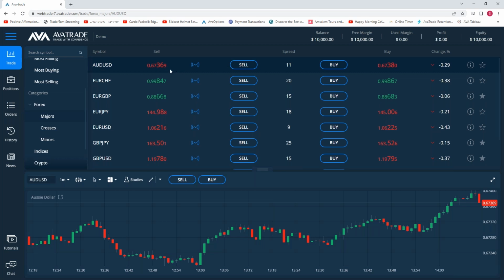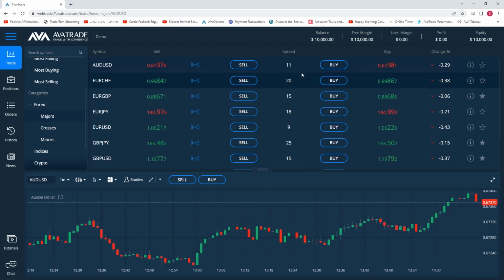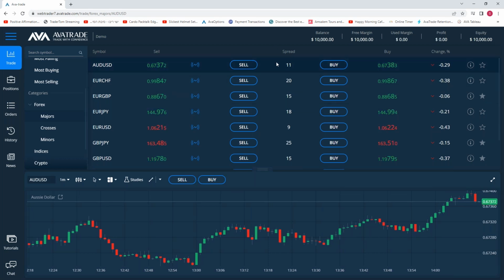So if you see that the bid price is 37.2 and the sell is 38.3, that's the different price. The spread is the difference between what the buyer is willing to pay and what the seller is willing to sell for. And the spread is always moving.